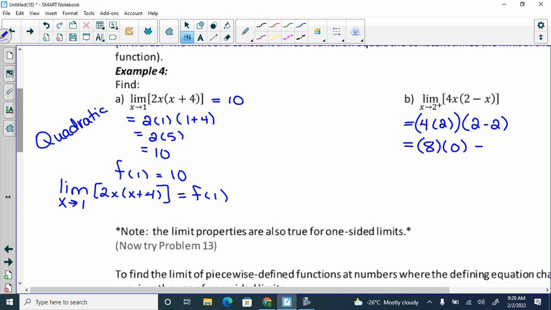And some people will say, well, now that's a problem. It's 0. We can have a 0 as an answer. We can have a 0 in our numerator. We just can't have a 0 in our denominator.